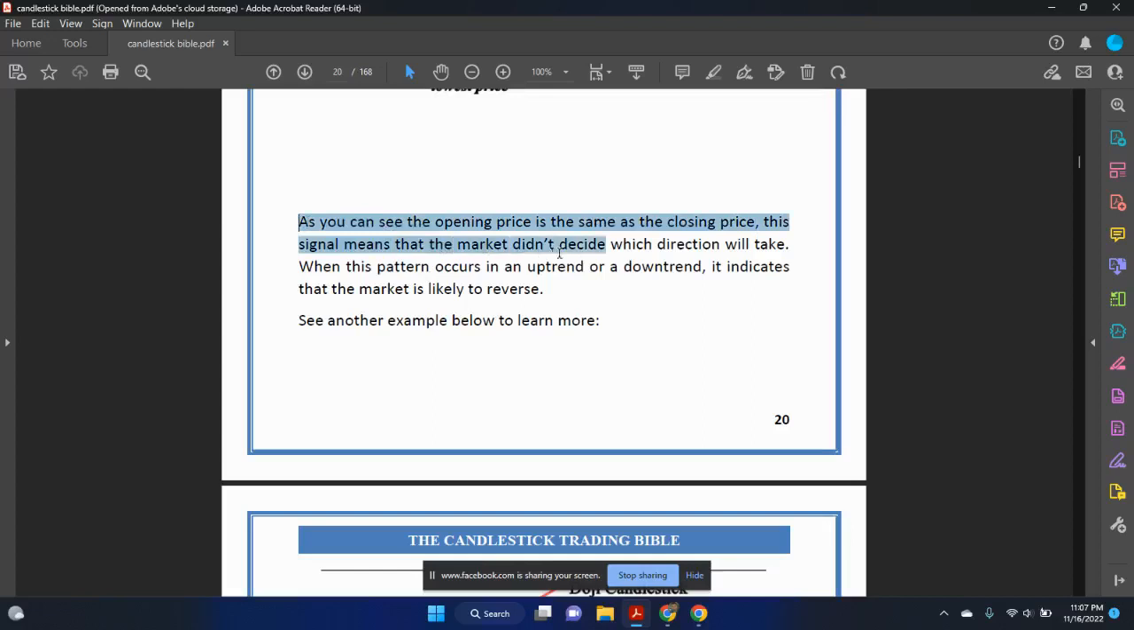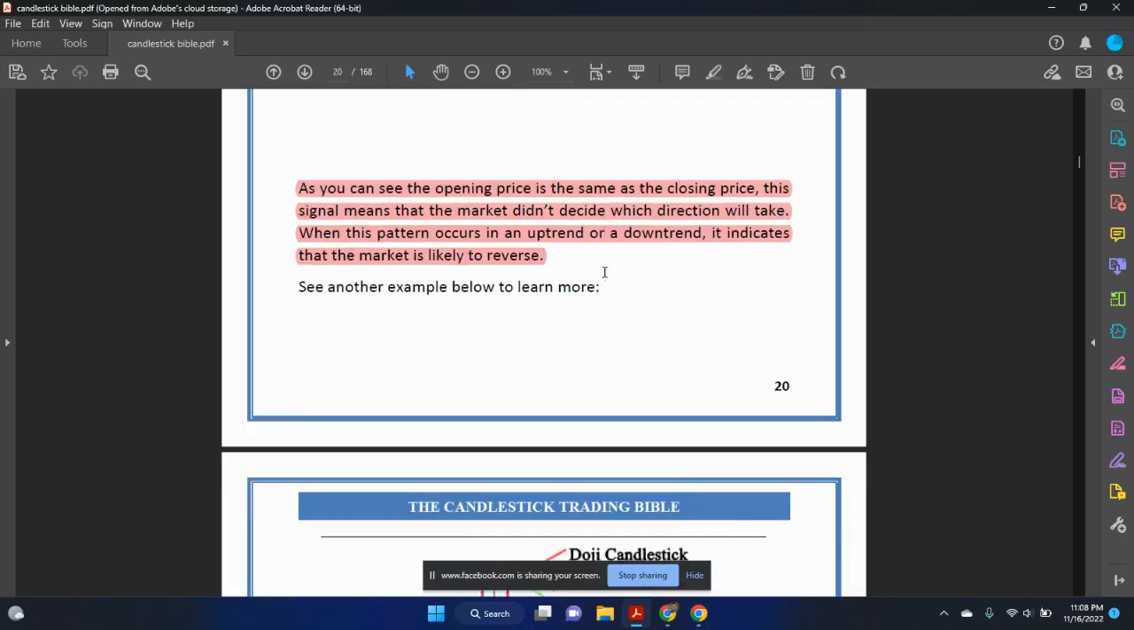Okay, as you can see, the opening price is the same as the closing price. This signal means that the market didn't decide which direction to take. And then it says, when this pattern occurs in an uptrend or downtrend, it indicates that the market is likely to reverse. That doesn't mean that it's going to reverse. It just means that it's likely to reverse.